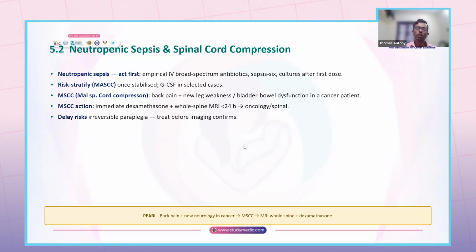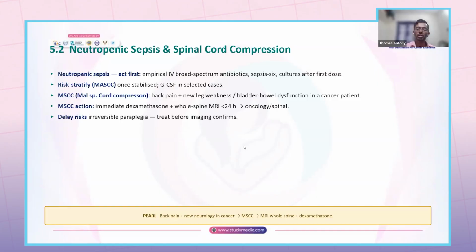Now, in case of malignant spinal cord compression, the patient presents with back pain along with new leg weakness or bladder or bowel dysfunction in cancer patients. In such cases, immediately we have to administer dexamethasone, get a whole spine MRI within 24 hours, and make an oncology or spinal specialist referral. Delay risks irreversible paraplegia.